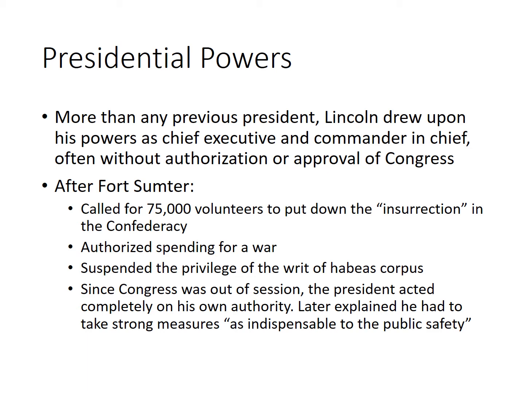He suspended the privilege of the writ of habeas corpus, which means people don't necessarily have all of the legal rights that they had. And since Congress was out of session, the president acted completely on his own authority. He later explained that he had to do it because it was indispensable to the public safety. Historians debate whether or not that's actually true.